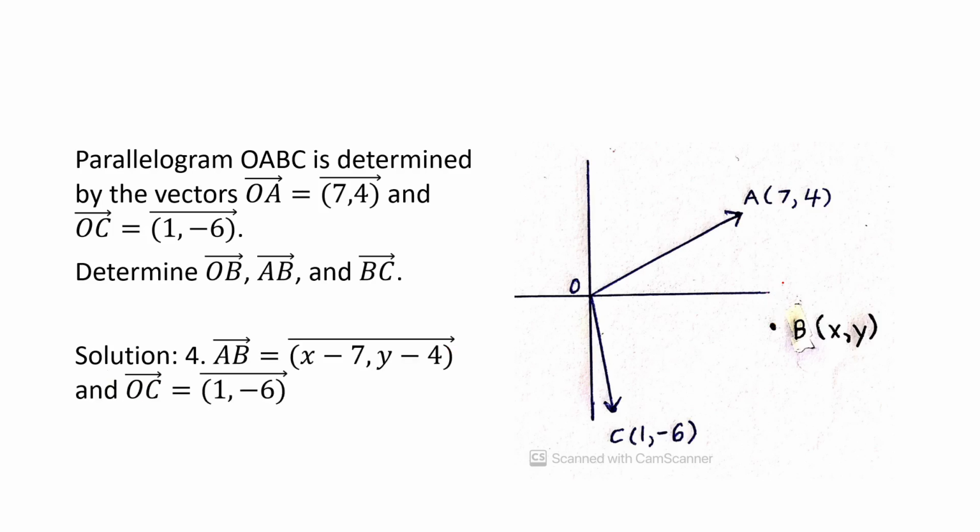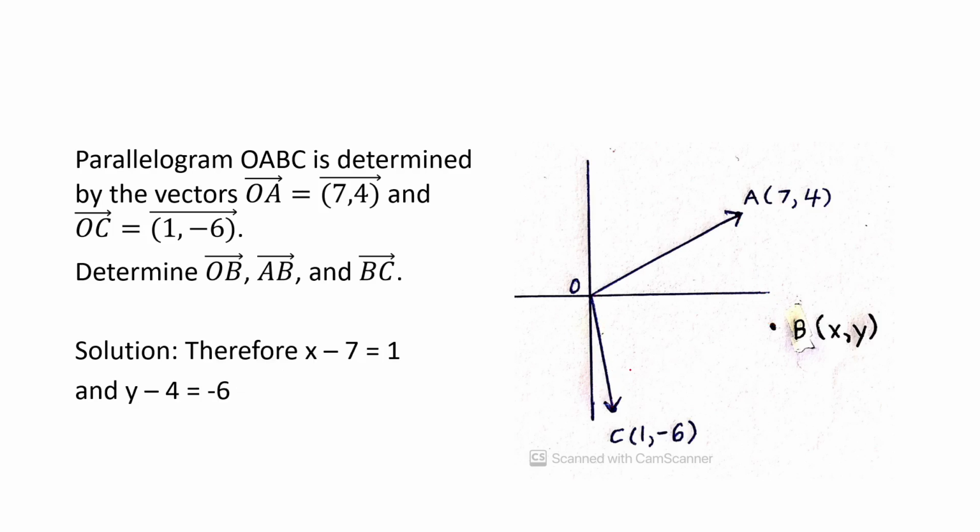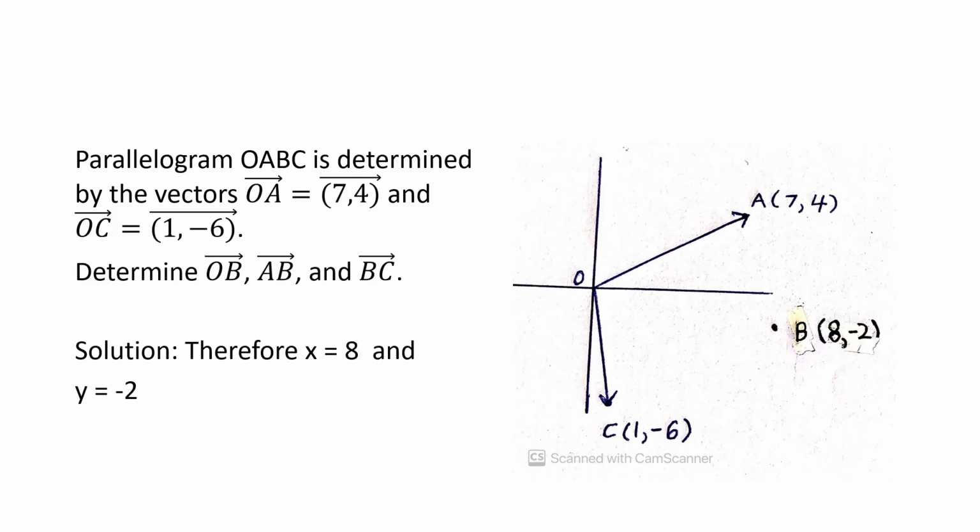Well, we know AB, as mentioned earlier, will be x minus 7, y minus 4. But we already know OC is the vector 1, negative 6. That's this one here. So that means that x minus 7 will equal 1 and y minus 4 will equal negative 6. That means x will equal 8 and y will equal negative 2. So we can change our diagram like that.